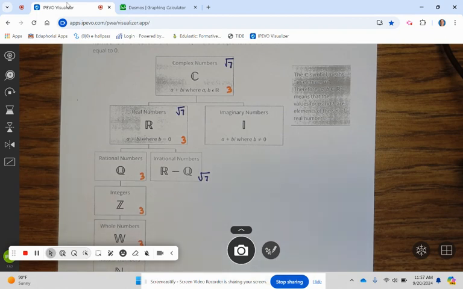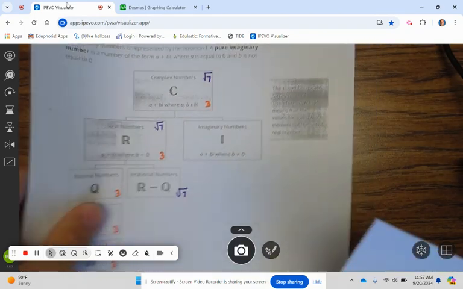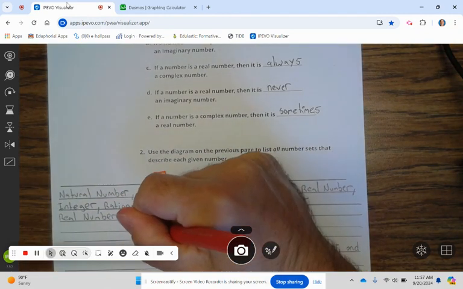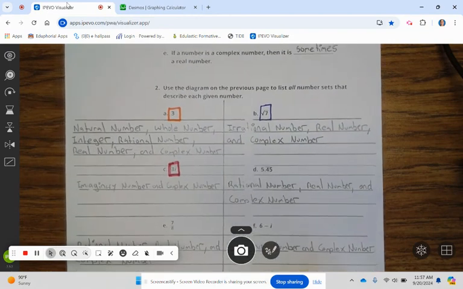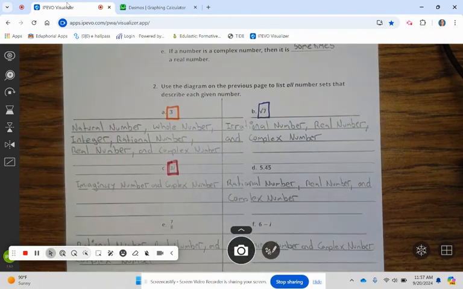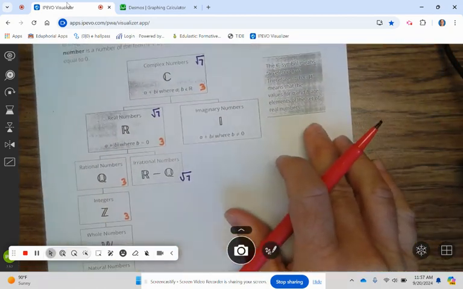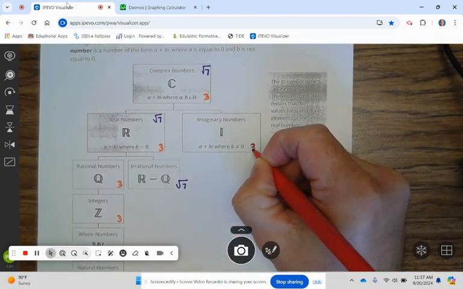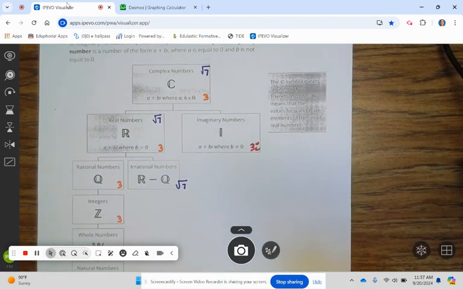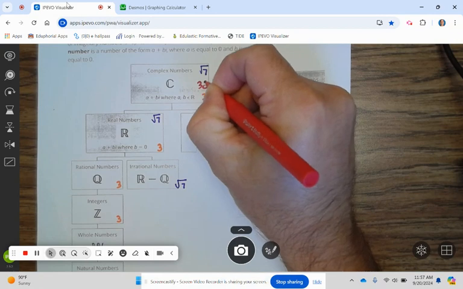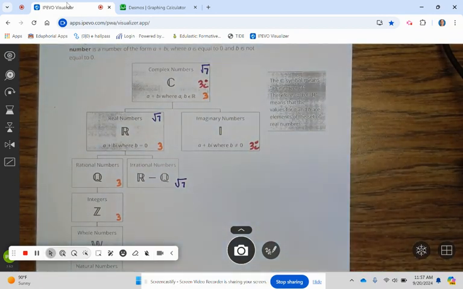All right. Let's take a look at the next number. Let's do this in red. So 3i is an imaginary number and a complex number. Okay. So 3i is an imaginary number, and it's also a complex number.